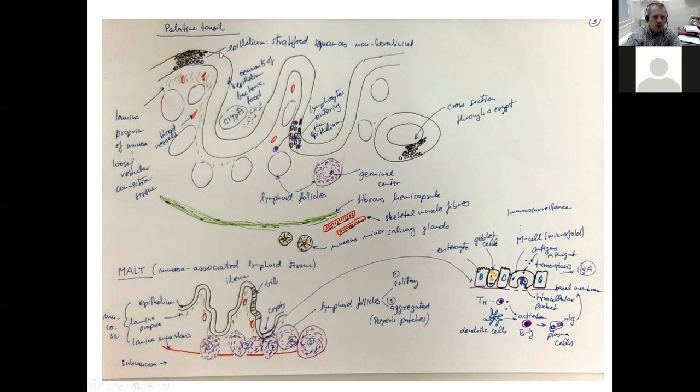It's stratified, squamous, non-keratinized. The surface of the mucosa is not smooth, but it has these invaginations, or we call them crypts.